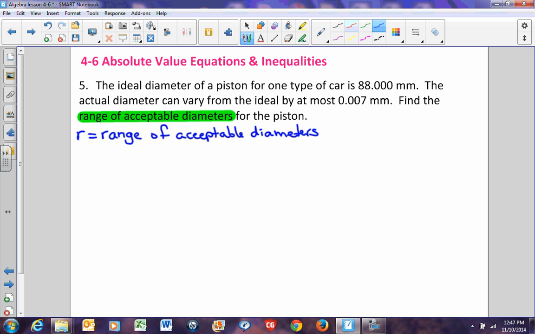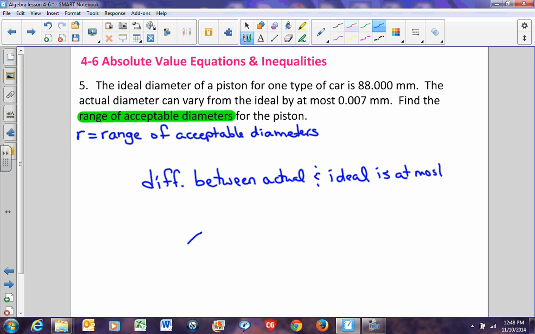So the ideal diameter is 88.000. We need to know how far off we can be. So it's the difference between the actual and the ideal. The difference between the actual and ideal is at most 0.007 millimeters. That's what it is saying.